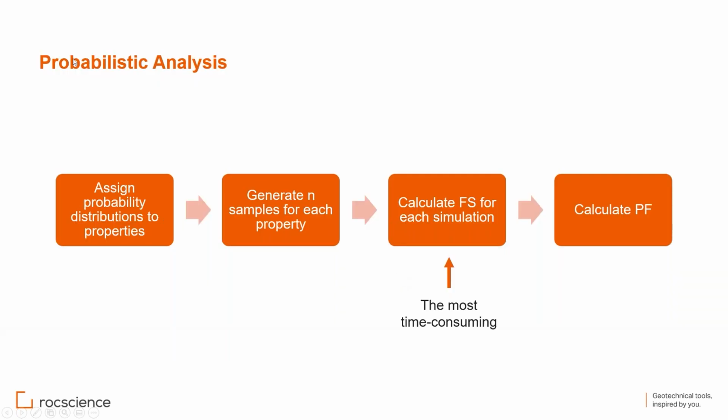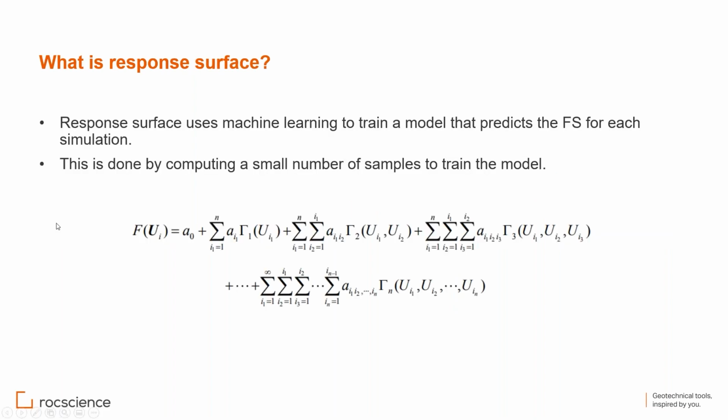First of all, where does this fit into the probabilistic flow? This is the flow Sina reviewed in the beginning. You start by defining your distributions, you generate samples from each of those distributions, and you calculate the factor of safety for each simulation to get the probability of failure. Now, obviously, the most time-consuming step here is calculating the factor of safety for every single simulation. And the point of response surface is to help with this. So what exactly is it?